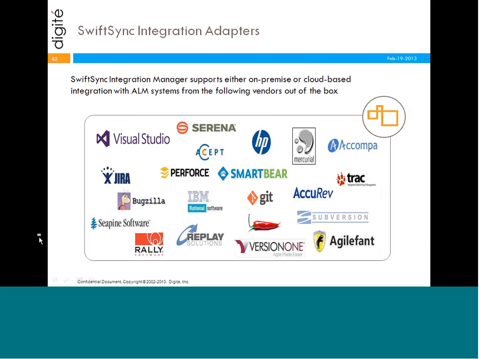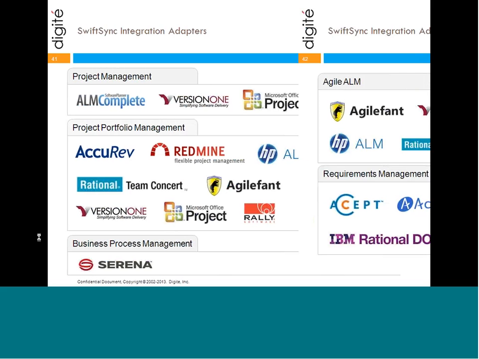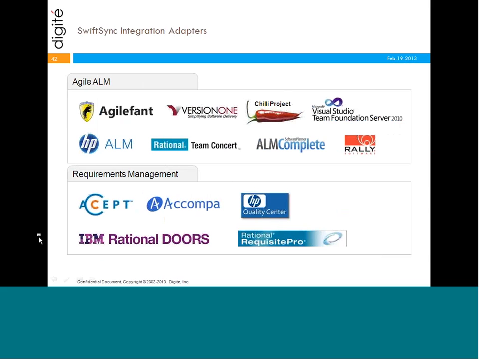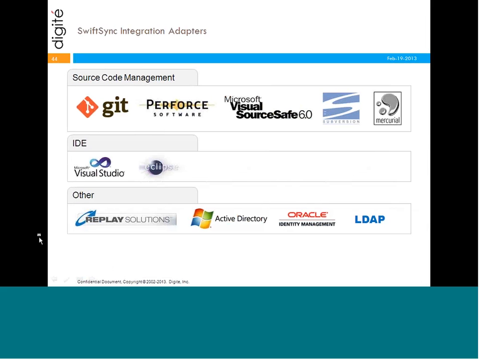So if we look at what is making all of this possible, the SwiftSync integration manager that supports both on-premise or cloud-based integration with just a wide variety of ALM systems. In fact, I have a few more slides that give you by category what are the types of systems we support. So if you look at the different types of tools that you might have in the organization, project management, portfolio management, business process management, etc. Software engineering tools, requirements management tools, and so forth. As you can see, SwiftSync supports a wide variety of these tools out of the box. So these are available as adapters that you can acquire depending on the kind of tool that you have within the organization.